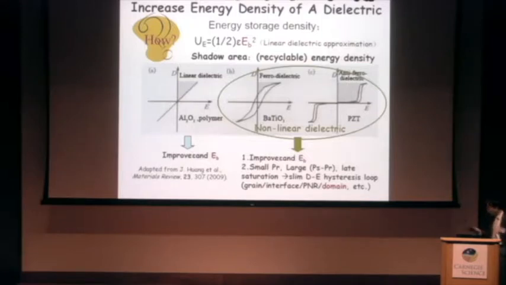So we can have different ways to design it, like I just mentioned. We need to switch from a square-shaped PV loop into a slim, tilted PE loop. We can design it by grain structure, nano-grain structure. We can design it by interface. By utilizing this interface, we can use relaxers, or we can utilize the domain structure. And this is what I'm going to talk about today.